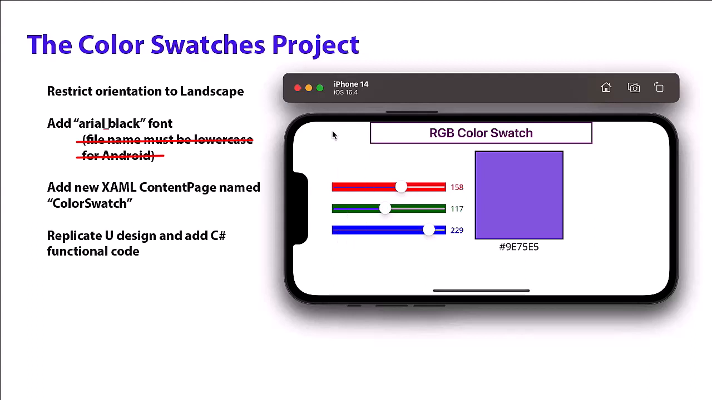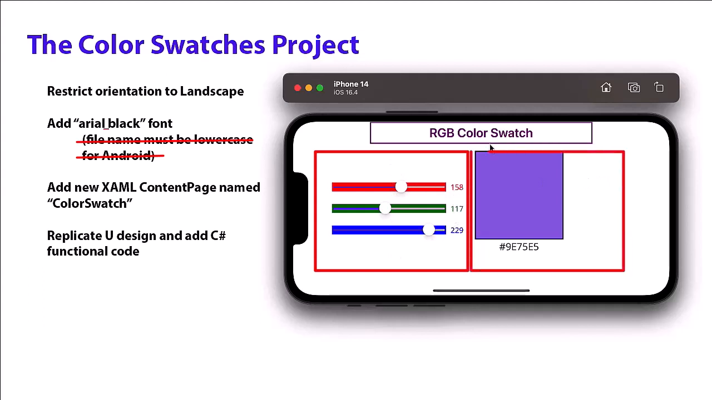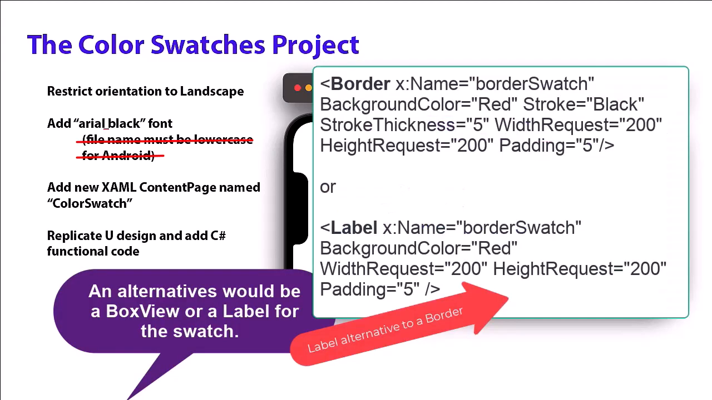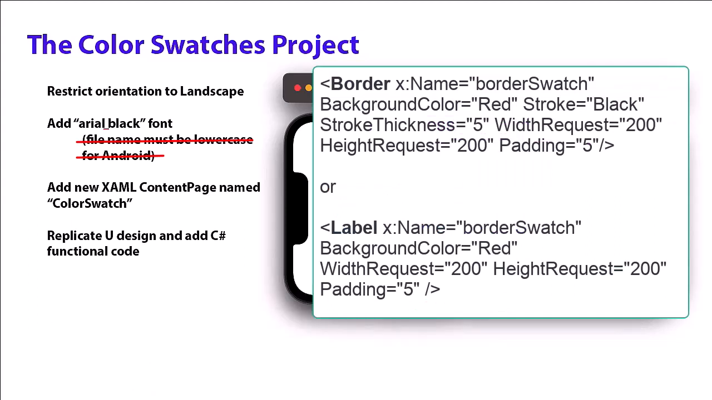And a couple tips here. We have a vertical stack layout that has the title going across, and then everything else is in a second item, which consists of a horizontal stack layout with a vertical stack layout for the sliders and the corresponding labels, and then another vertical stack layout for the swatch. And I used a border view for that, and then a label that shows the hexadecimal value.